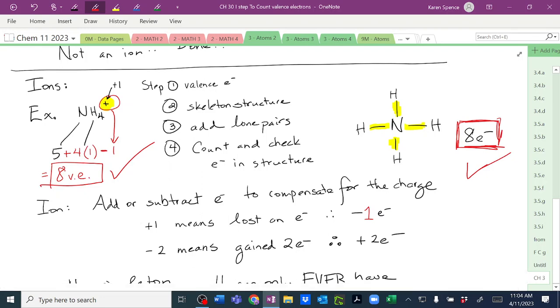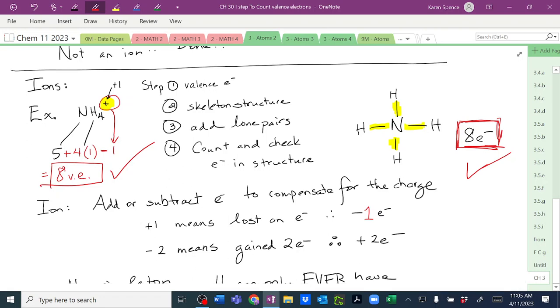Now step 4, we count and check, and now let's see what it says if the number equals. It says, are there the same number of electrons? Oh, that's good. We're going to go to step 7, which is basically just checking to see if it's an ion.